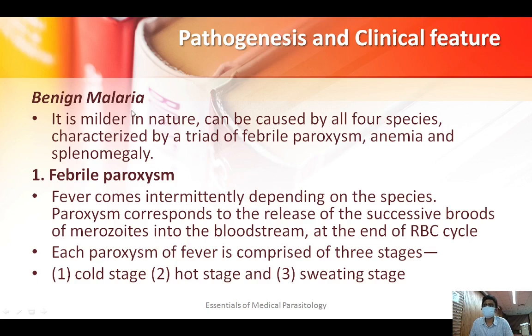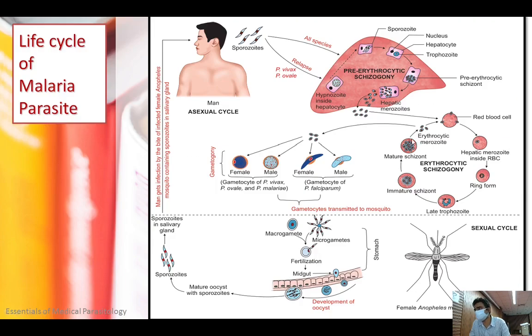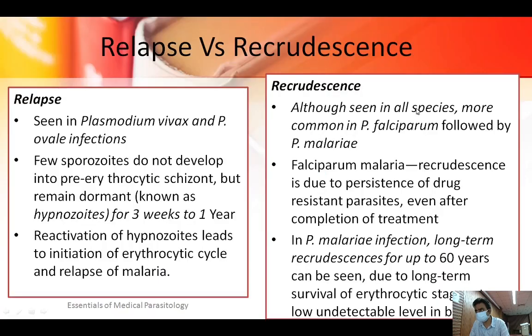Now coming to benign malaria. In every malaria, the fever coincides with a particular stage of the cycle. Can you see here, the mature schizonts are there. Then when the RBC ruptures, it releases a lot of merozoites. This is the time when the fever occurs, mostly. This is when a very high grade fever will occur.